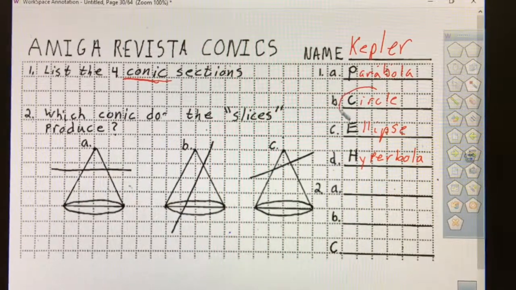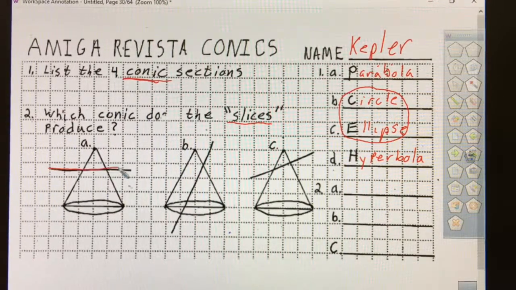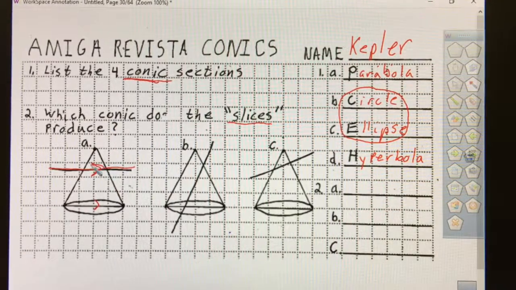Some people state that there are only 3, that these 2 are actually the same shape, it's just that a circle is a special version of an ellipse. Now I want to look at the slice. So if I slice a cone, that will give me a conic section, where this slicing line is parallel to the base, the shape after that slice is going to give me a circle.